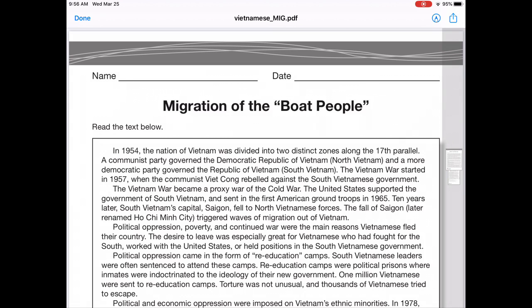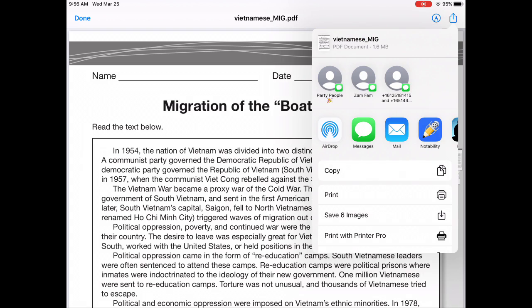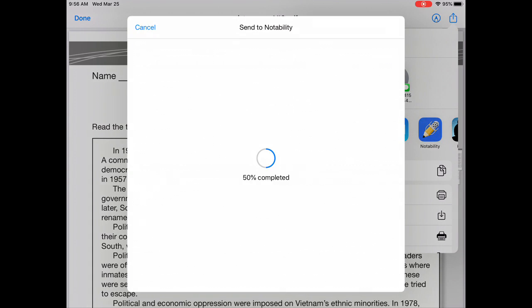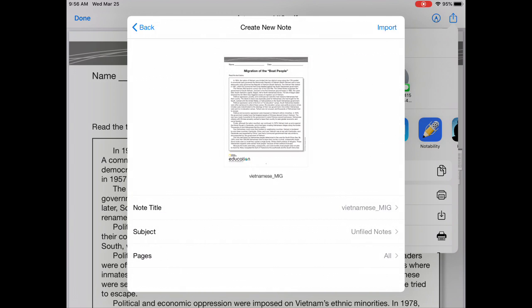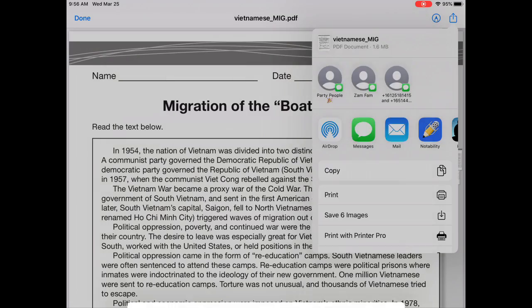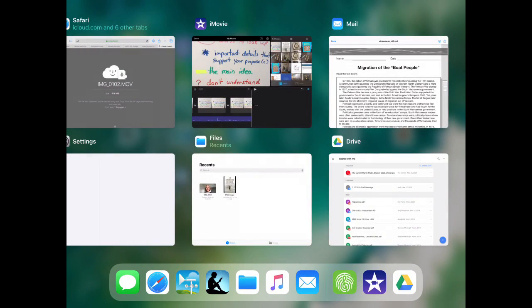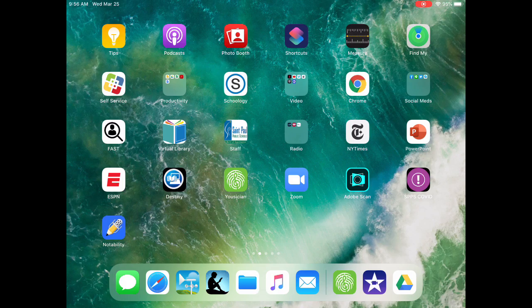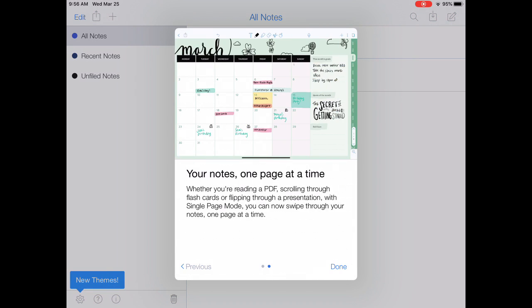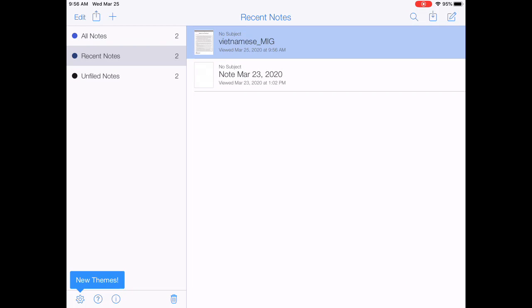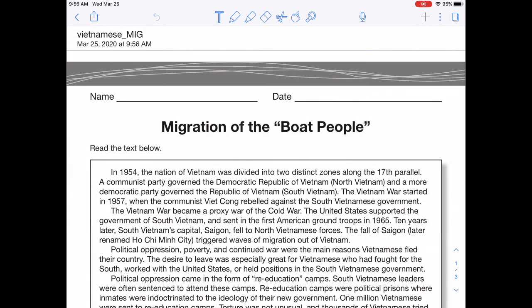So here's our reading we're going to practice annotating with. First I need to send the reading to Notability so that I can mark the text. So I'm sending it to Notability, and we're going to now have to open Notability on my iPad. So let me find it quick here. There it is. And I'm making a new note. I can change the title of it. And then when I'm finished marking it, I can send it back if I want to, or I can store it in Notability.